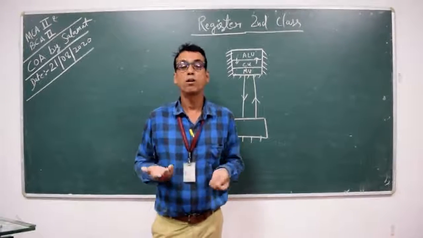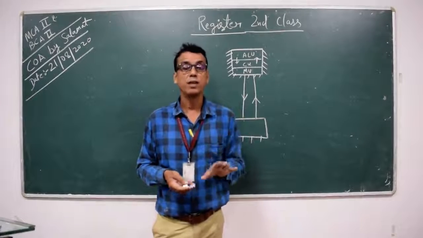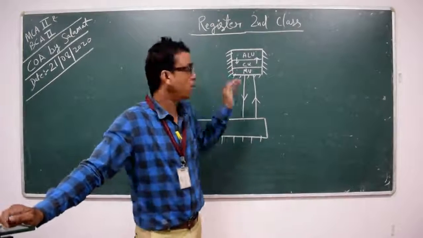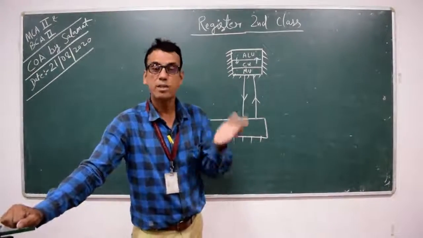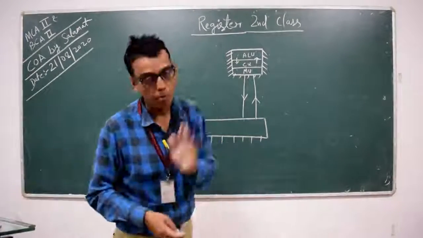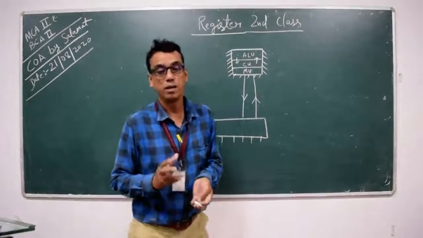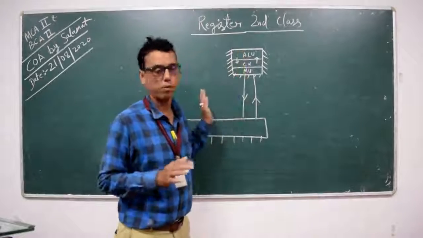What do you mean by control? Control means looking after the overall activity, whether the system, the machine, the parts are working according to requirement or not, working correctly or not, working properly or not. So CU is the part of the microprocessor which controls the overall activity of the microprocessor.